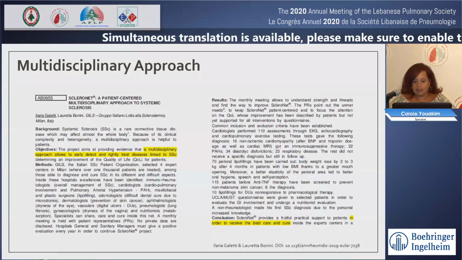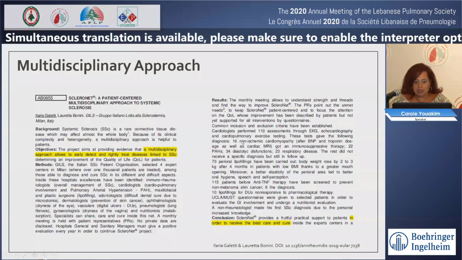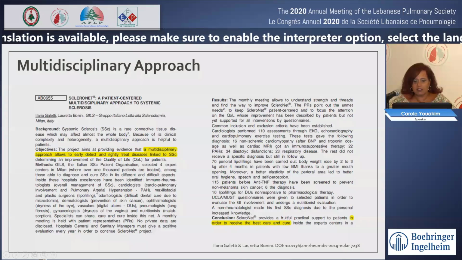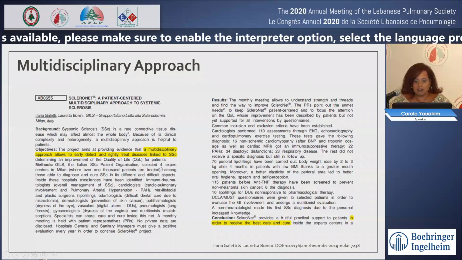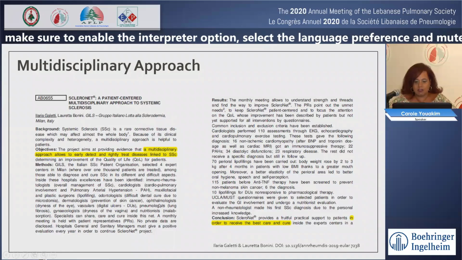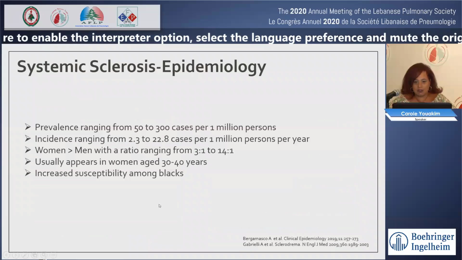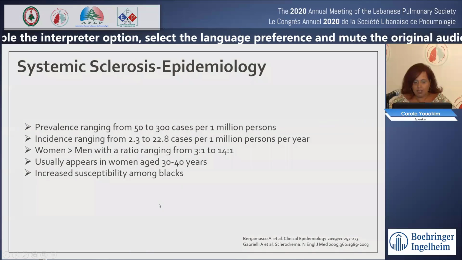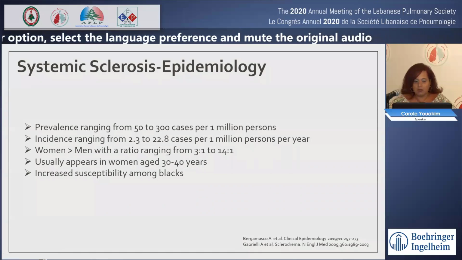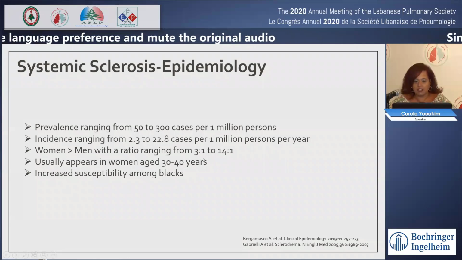And in this study conducted among 4 expert centers in Milan, a multidisciplinary approach allowed early detection and treatment of systemic sclerosis-linked diseases, providing the best care and cure for systemic sclerosis patients. Data on incidence and prevalence are conflicting. Women are more frequently affected than men, with a ratio ranging from 3:1 to 14:1.